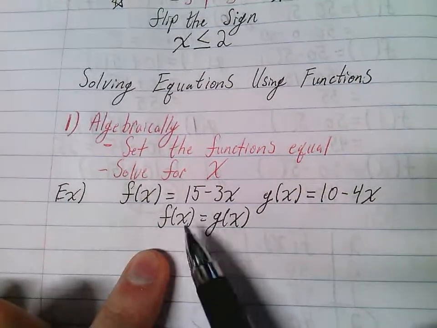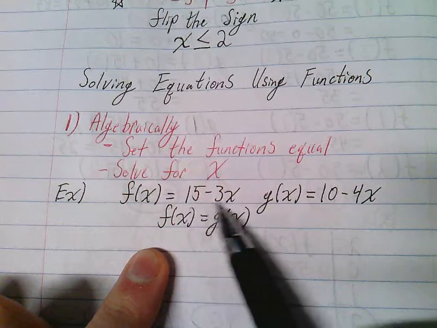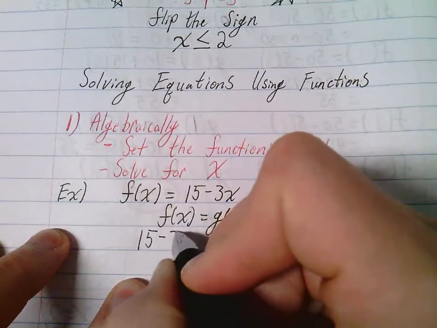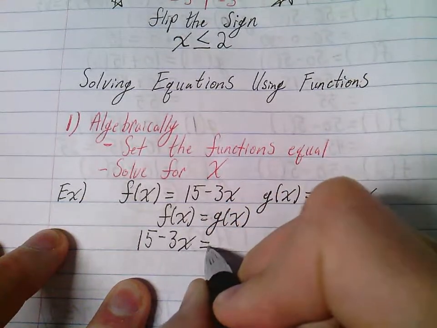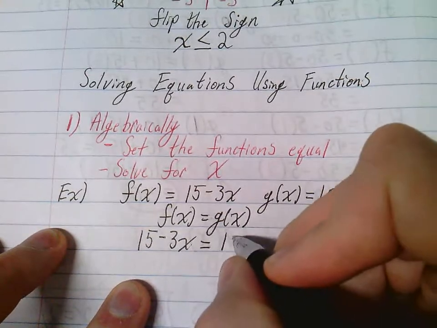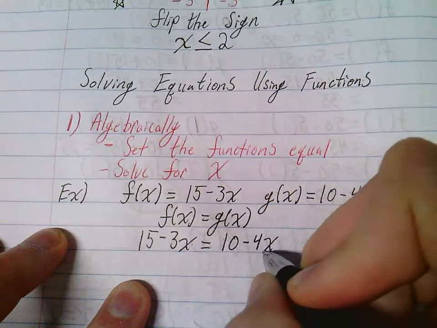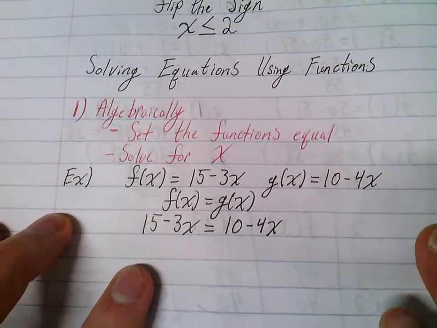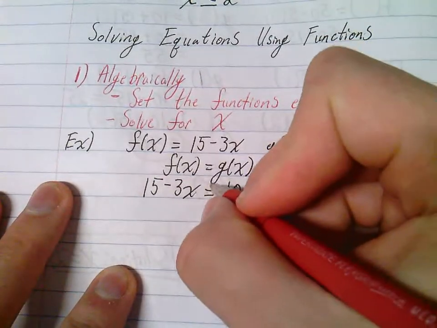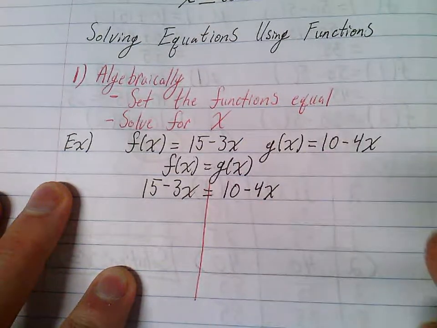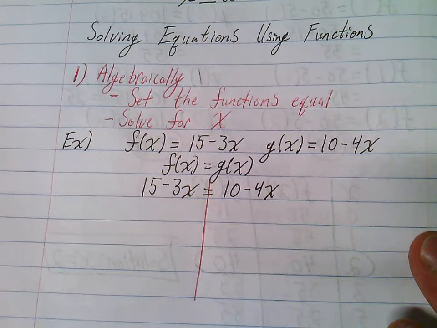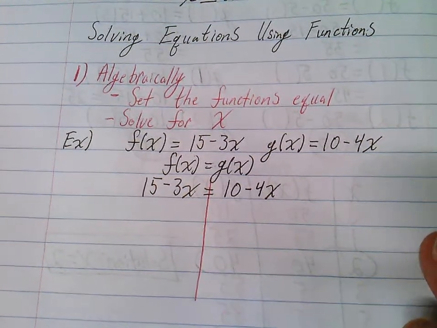But now I can say, well, what is f of x? Well, f of x is this 15 minus 3x. And that'll be equal to g of x. And g of x is 10 minus 4x. Now I want to solve for x. What can I do here to solve for x? What can I do to solve this problem?